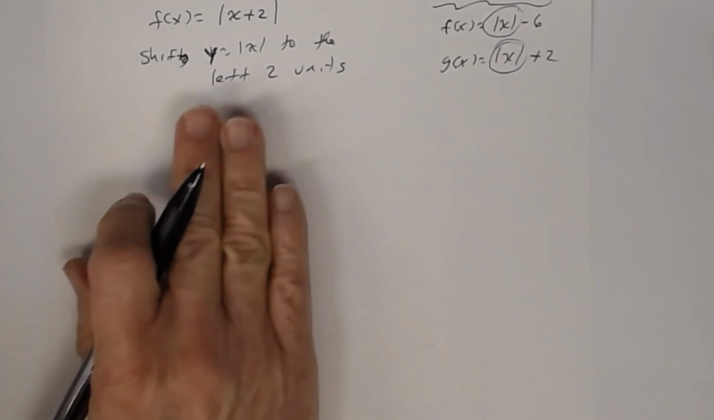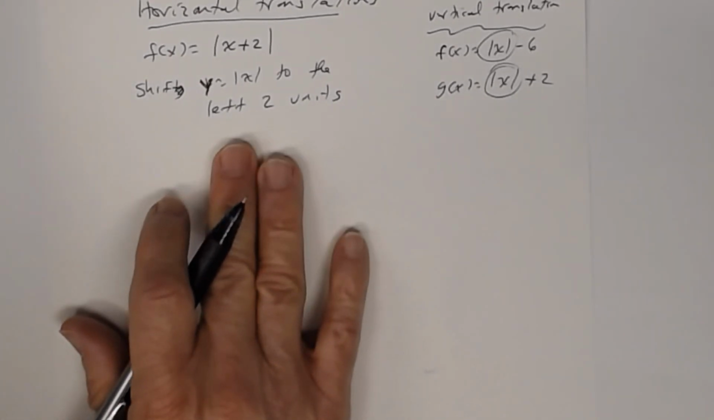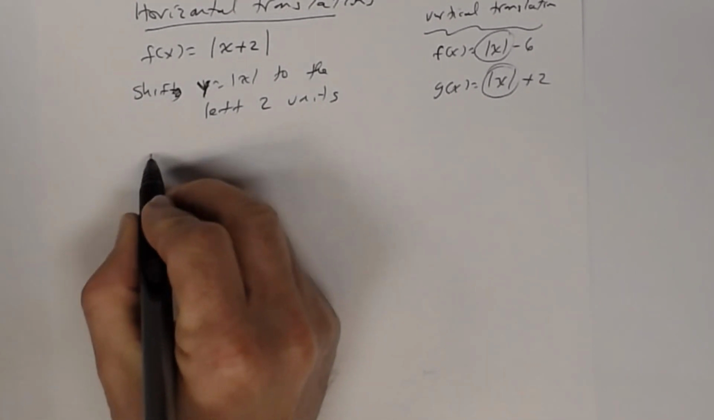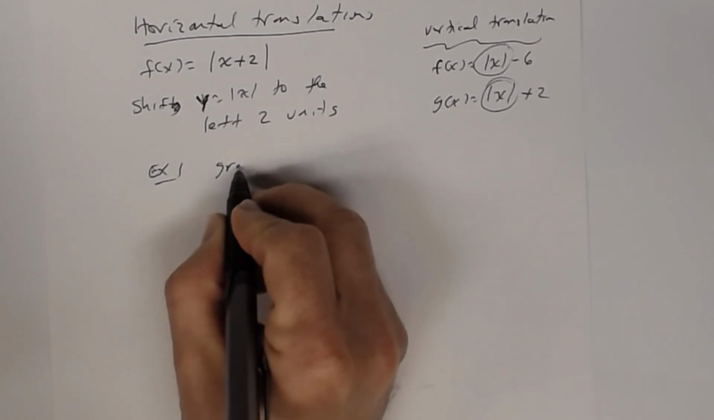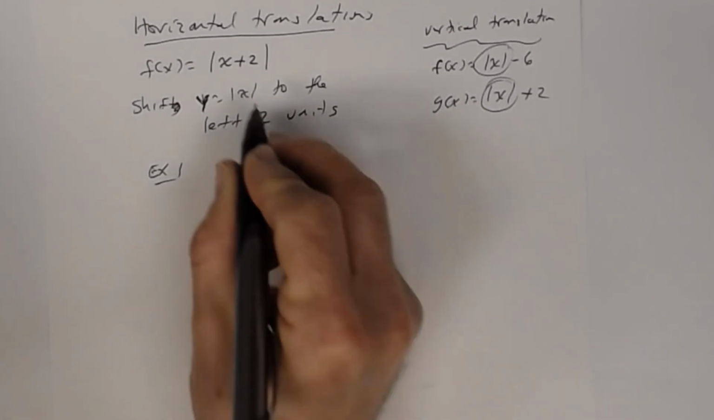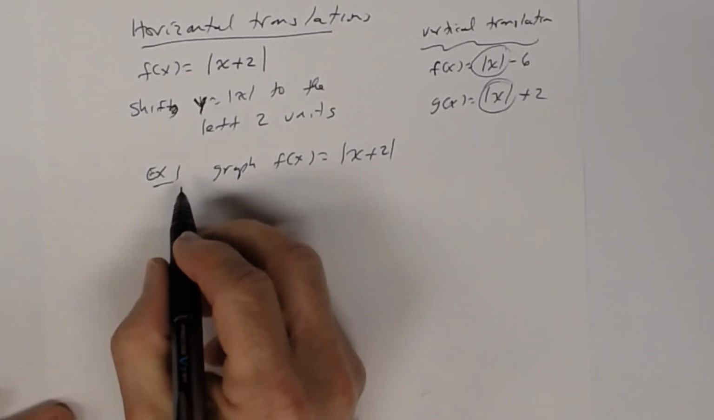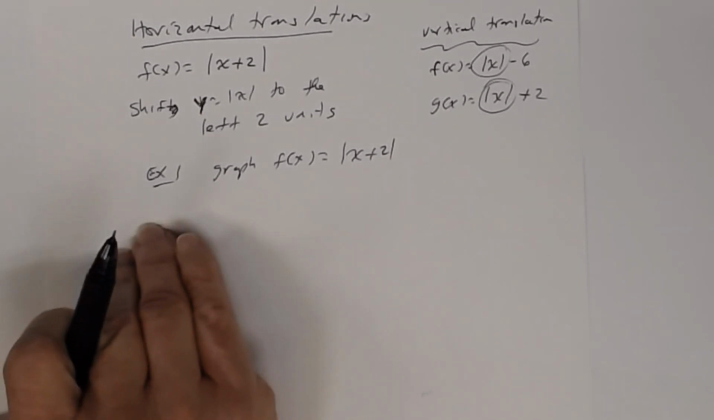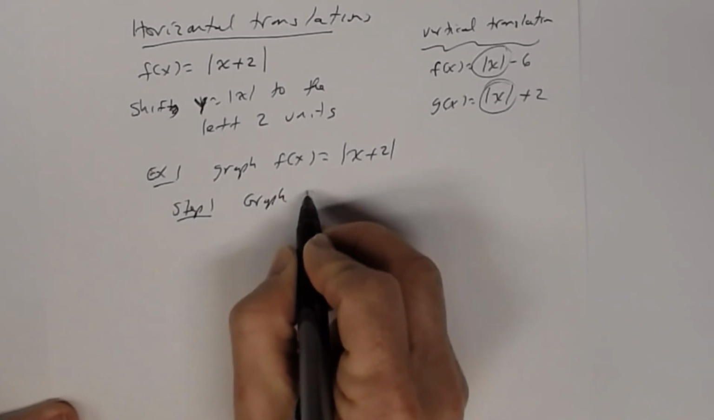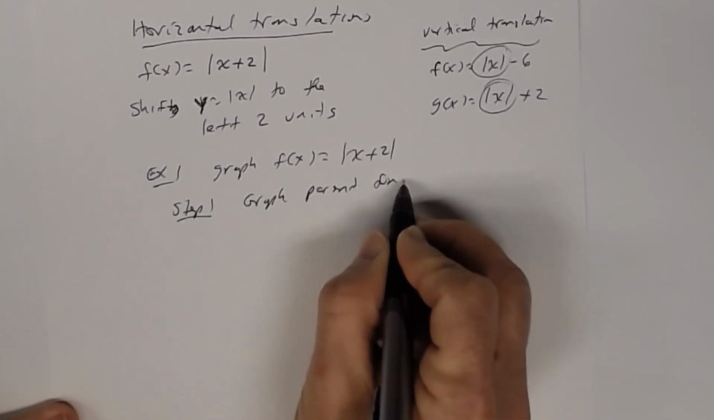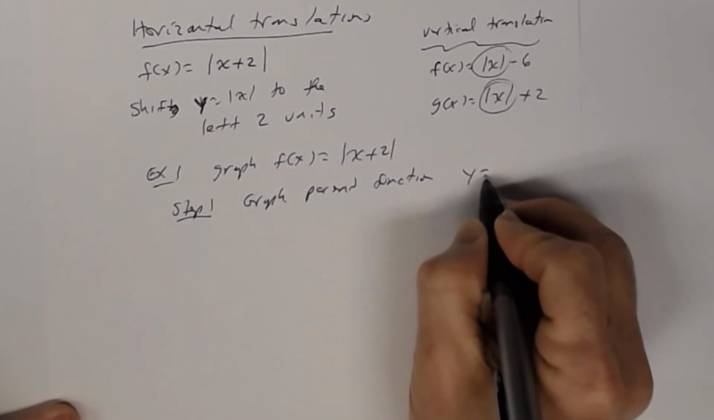All right, so let's talk about how to do this on your test 3 and also on your worksheets. So let's write example 1 for horizontal. Example 1, let's go ahead and graph f of x equals the absolute value of x plus 2. All right, so here's what you're going to say. Remember, as always, step number 1 is to graph the parent function.